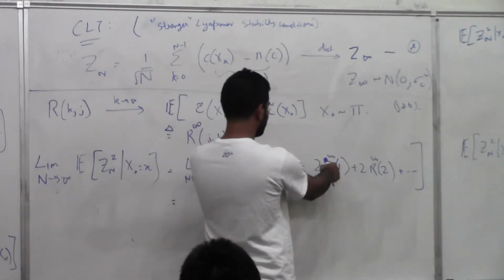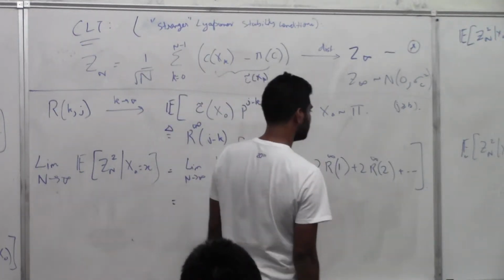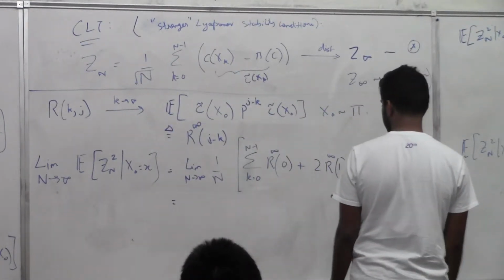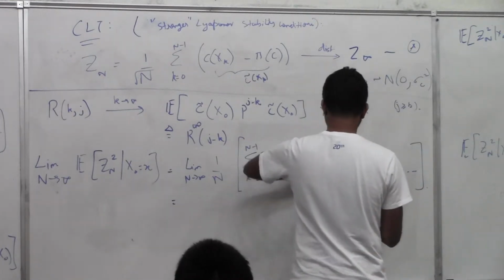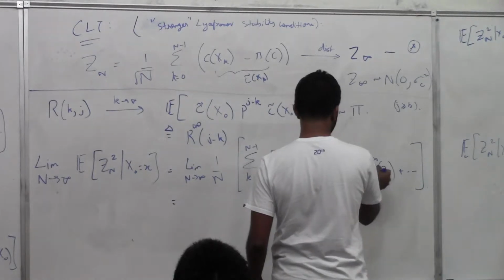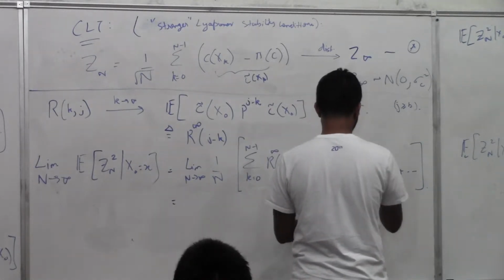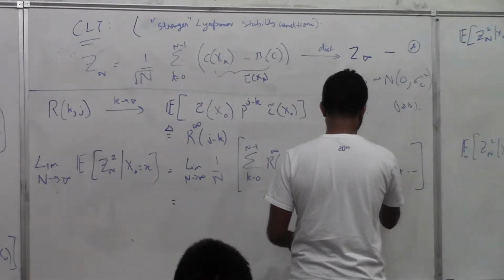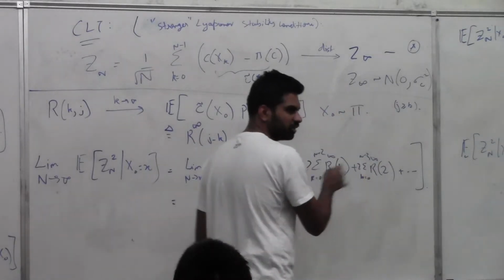And similarly, I know here there are like... oh yeah, no, this I cheated. Yeah, there's a summation 2 times summation k is equal to 0 to n minus 2, and 2 times summation k is equal to 0 to n minus 3. But it doesn't matter as n goes to infinity.